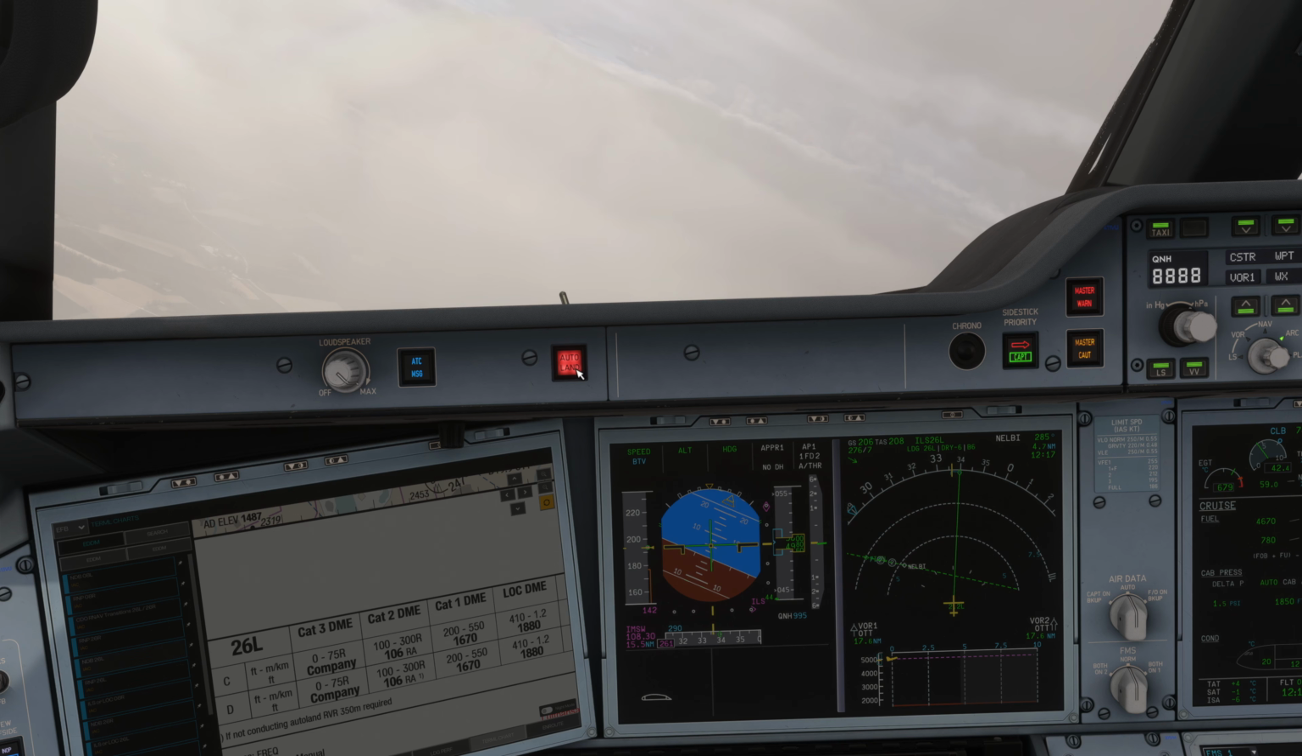If that comes on and the mode is only armed below 200 feet, go around. Likewise, if a failure occurs above the alert height, go around.